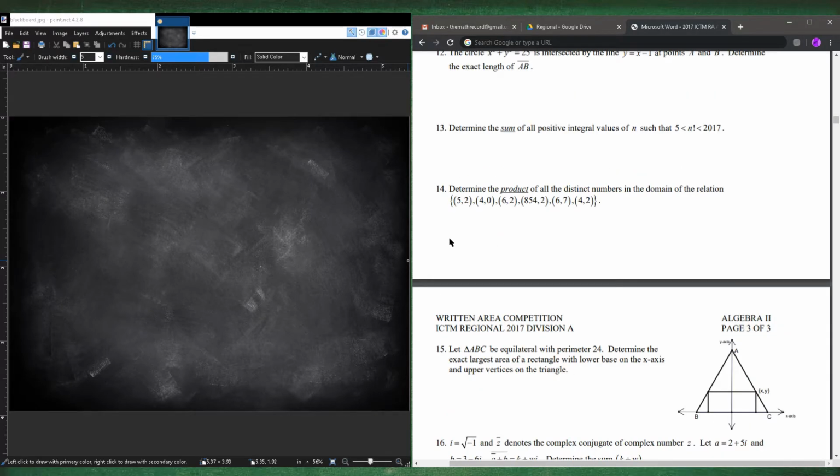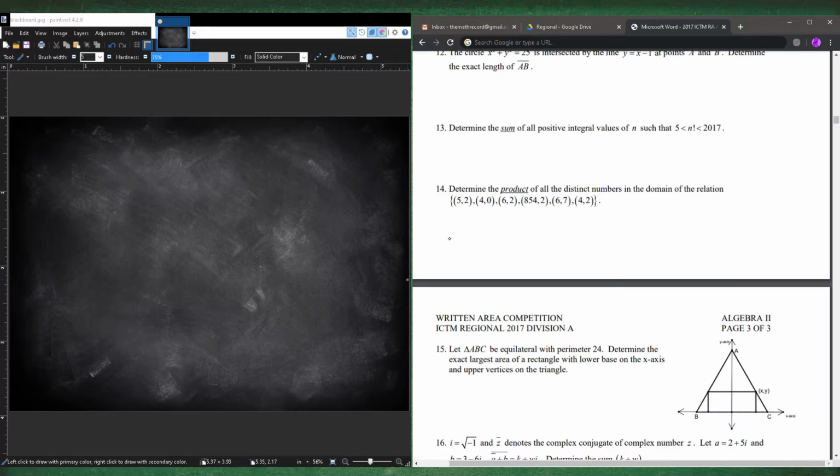So number 14. Determine the product of all distinct numbers in the domain of the relation: (5, 2), (5, 2), (4, 0), (6, 2), (8, 4), (2, 6), (7, 4), (2, 2). So this is the product of all distinct numbers in the domain.